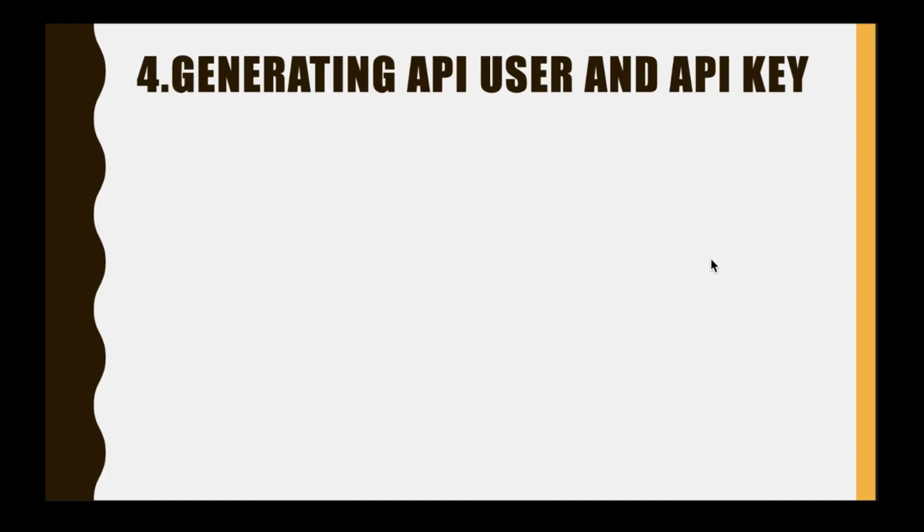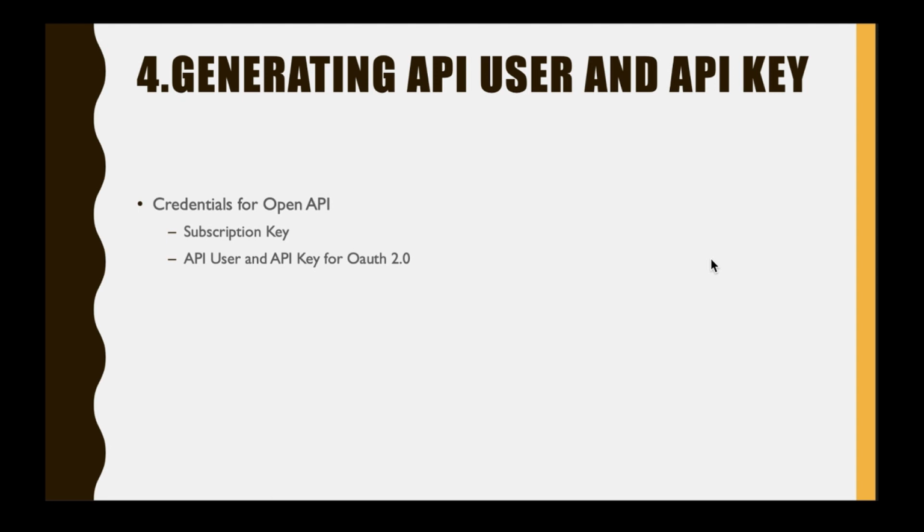Now, the next thing we are going to look at is generating an API user and API key. For you to be able to make requests to the APIs, you need to generate an API user. This is the user that will be authenticated, and this is the user that is going to be used to make requests to the API endpoint.